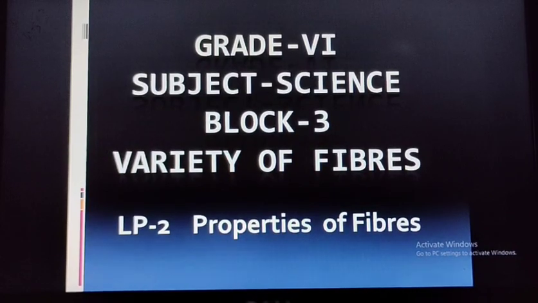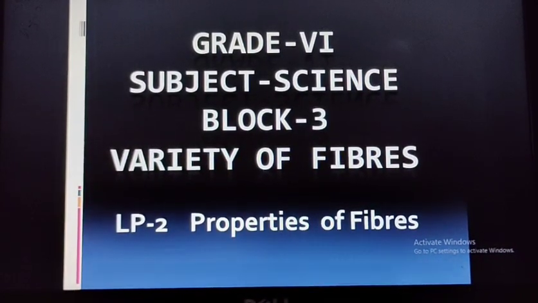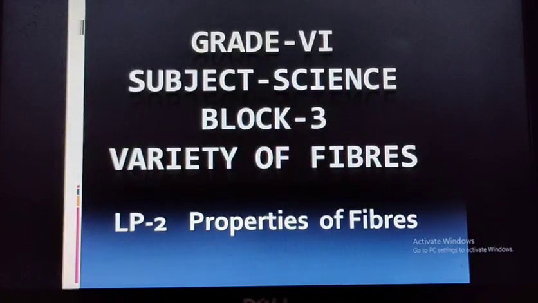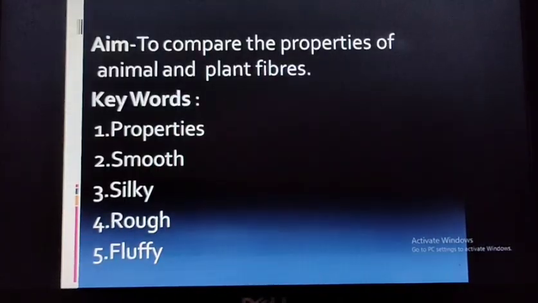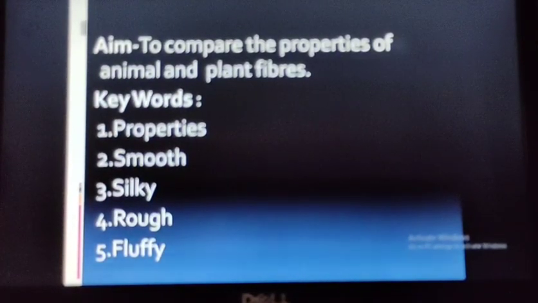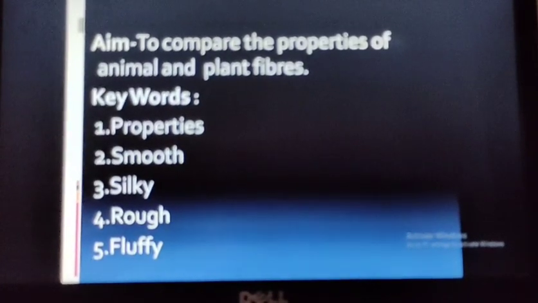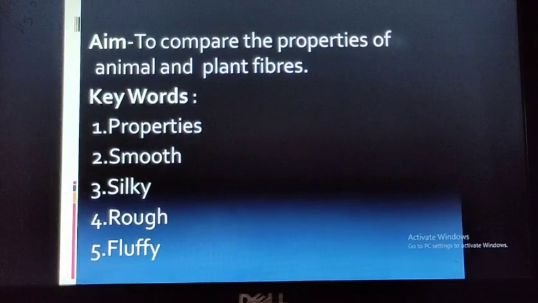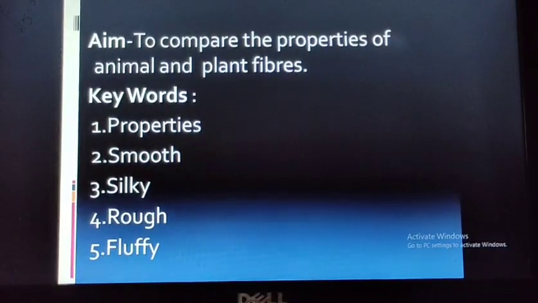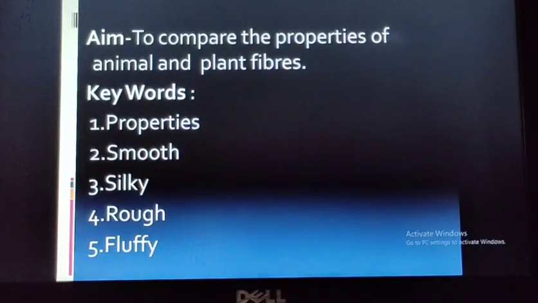Now in the series of this video lecture, today we are going to start the next LP, that is properties of fibers. The aim of this lesson is to compare the properties of animal and plant fibers. The keywords are properties, smooth, silky, rough and fluffy. Students, note down these keywords in your rough notebook.